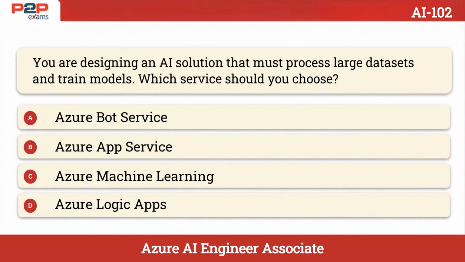Question 5. You are designing an AI solution that must process large datasets and train models. Which service should you choose? A. Azure Bot Service. B. Azure App Service. C. Azure Machine Learning. D. Azure Logic Apps. Pause for a few seconds and consider your answer.